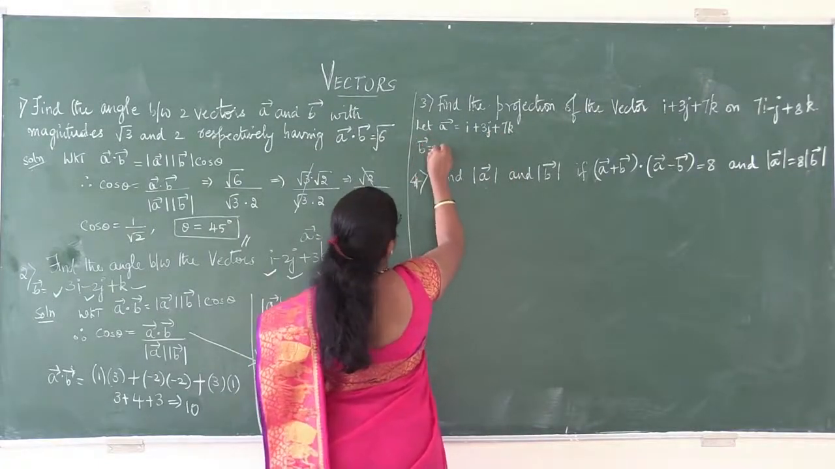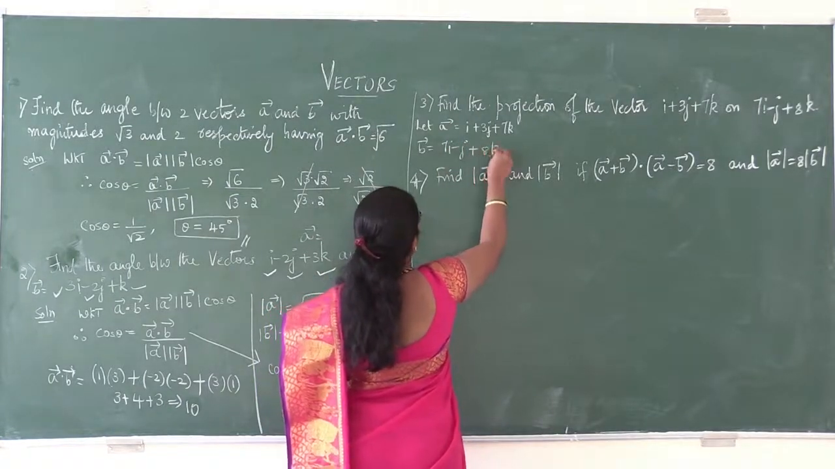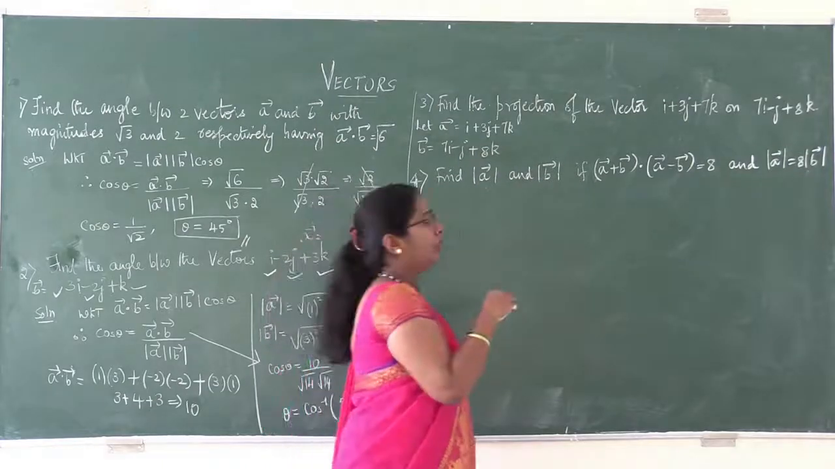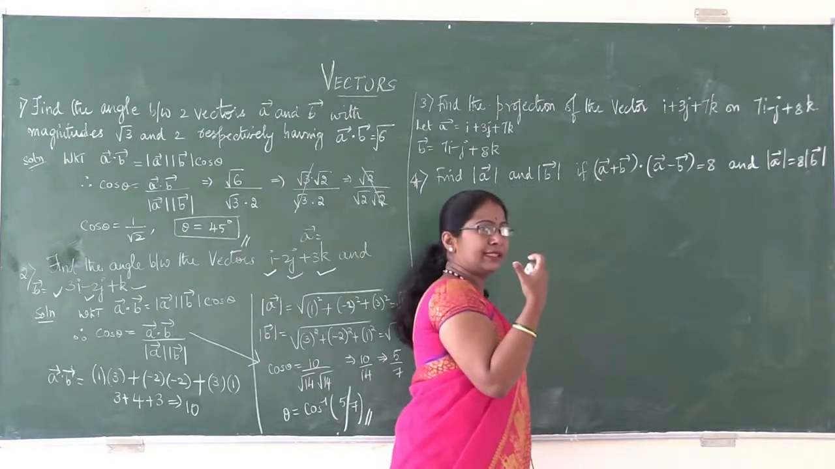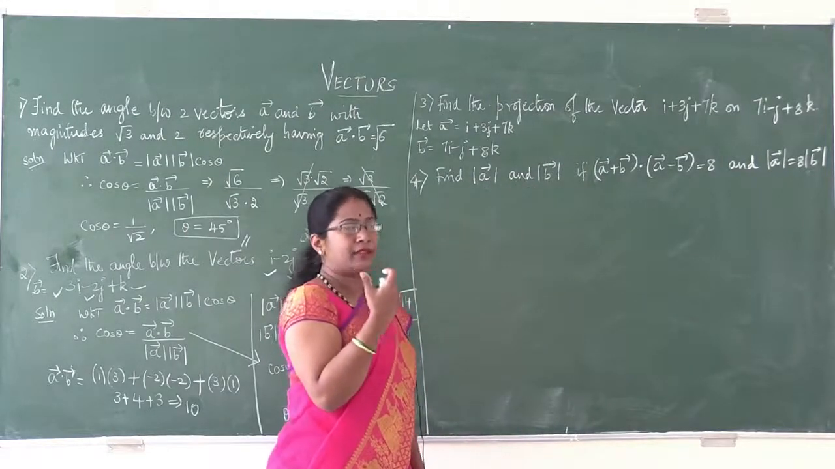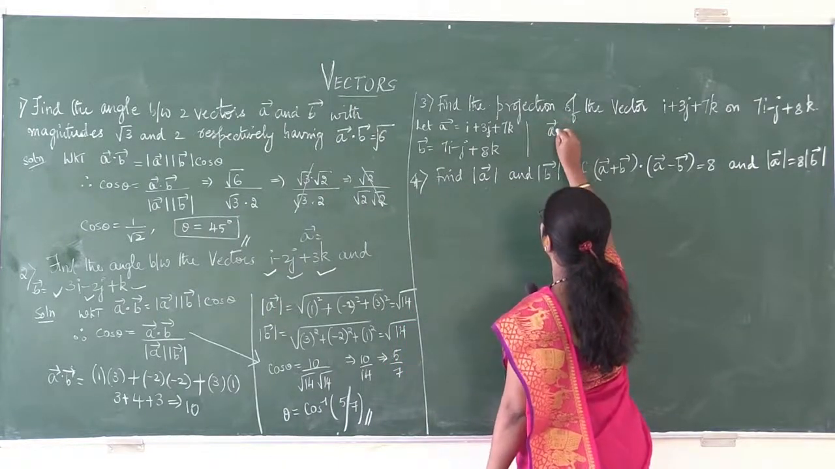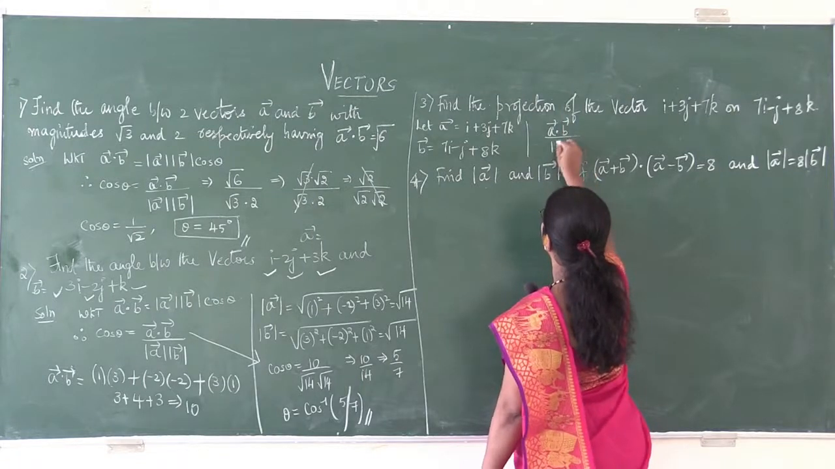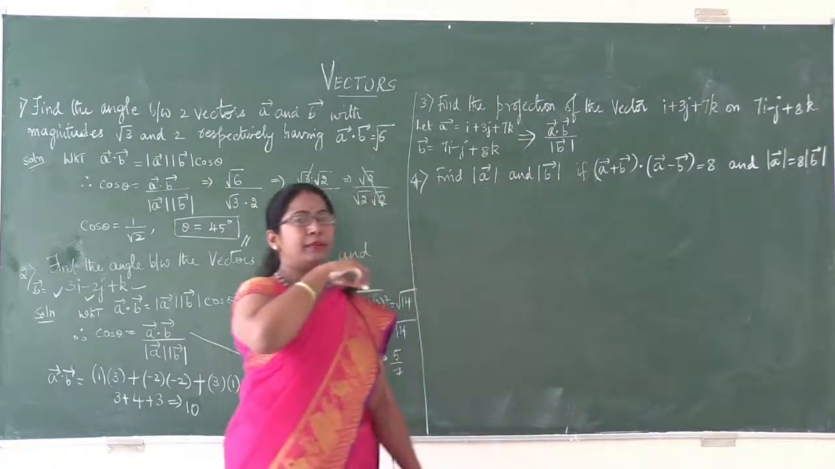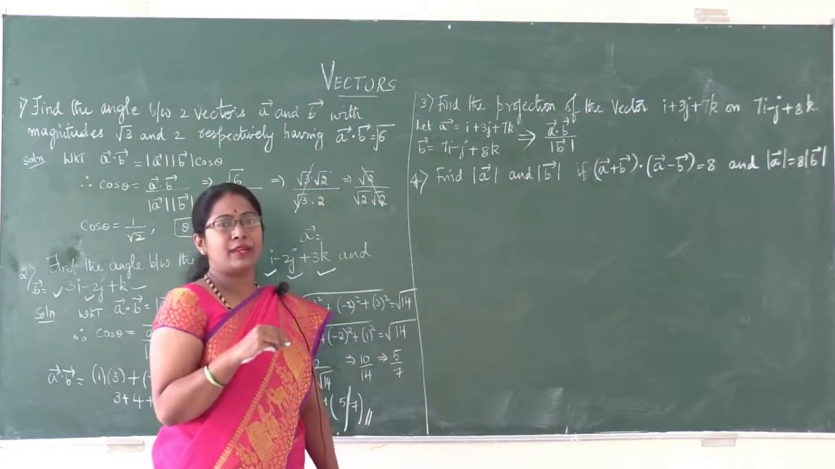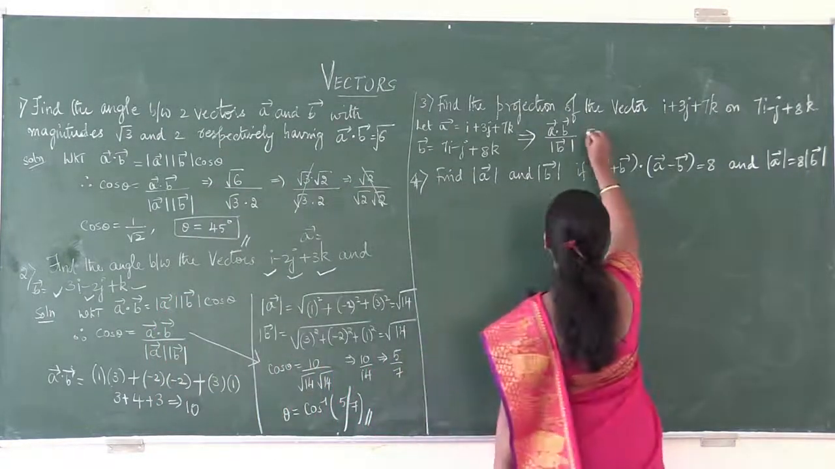Similarly, let vector B equal 7i minus j plus 8k. How do you find the projection of vector A on vector B? We need to call the first vector as vector A and the second vector as vector B. The projection of vector A on vector B is given by vector A dot vector B divided by the magnitude of vector B. How do you find vector A dot vector B?